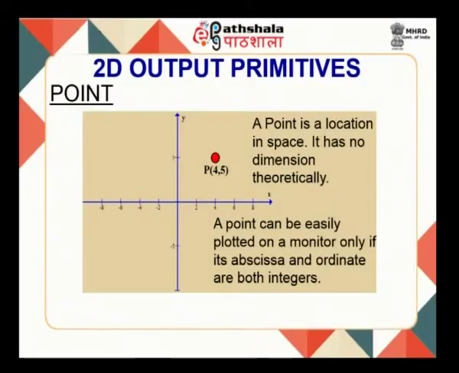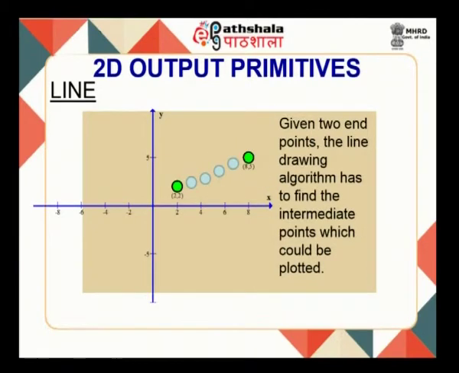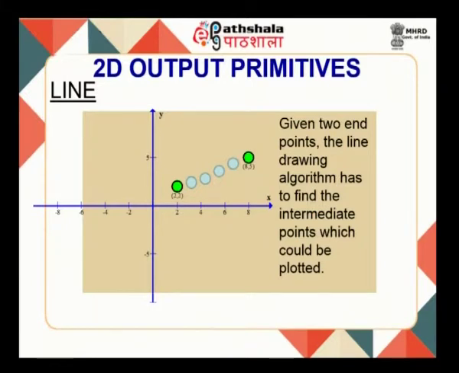To start with, the fundamental primitive is a point. A point is actually a location in space and, as we all know, theoretically it has no dimension, but it has a location, which can be plotted as, say, for example 4, 5 and so on. A line is basically a collection of points along a particular direction. When you extend a series of points along a particular direction, we call that a line.